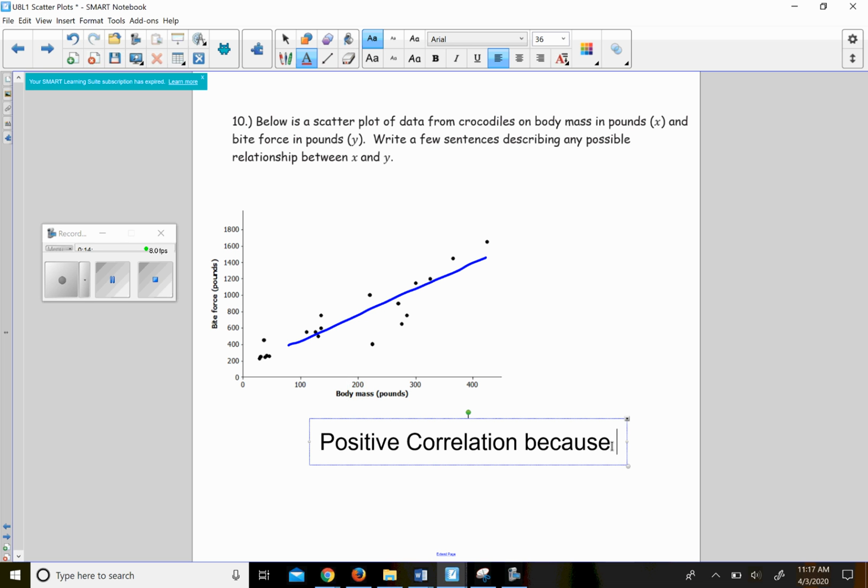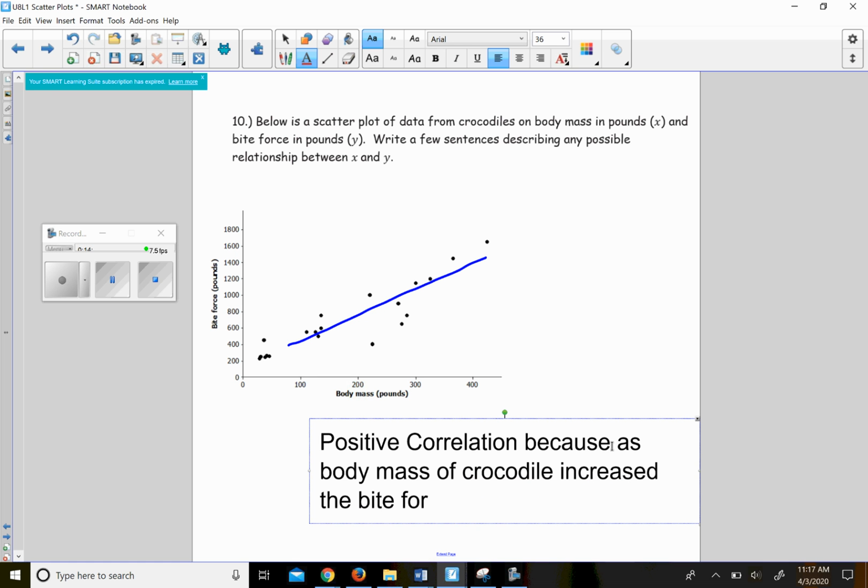So positive correlation because as body mass, or the weight of the crocodile, increases, the bite force also increases. So positive correlation because as X increases, Y increases.